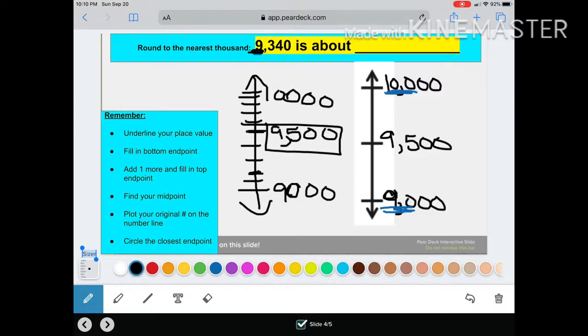Plot that number on the number line. 9,340 is going to go on my number line, you guys. Is it going to go before or after my midpoint? In other words, is 9,340 more or less than my midpoint? Yeah, it's less than my midpoint. In fact, 9,340 is about right here, you guys.